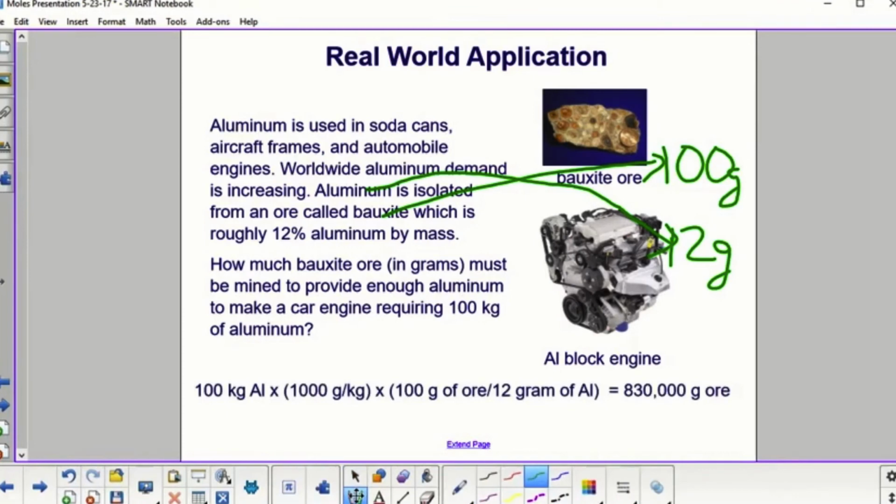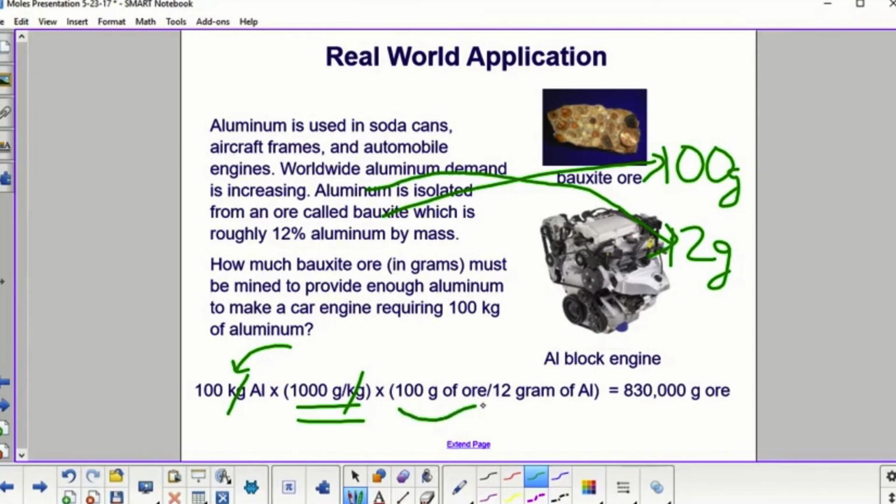This is essentially a unit cancellation problem. We know we want 100 kilograms of aluminum, so we'll start with that. We know we have to get to grams, so we have our little conversion here, grams to kilogram. That gets rid of the kilograms here, and we now have 10 to the 5th grams of aluminum.